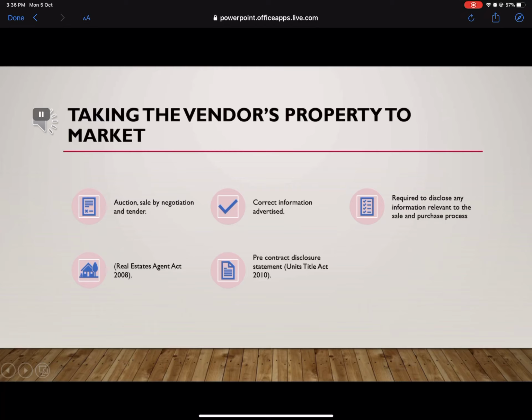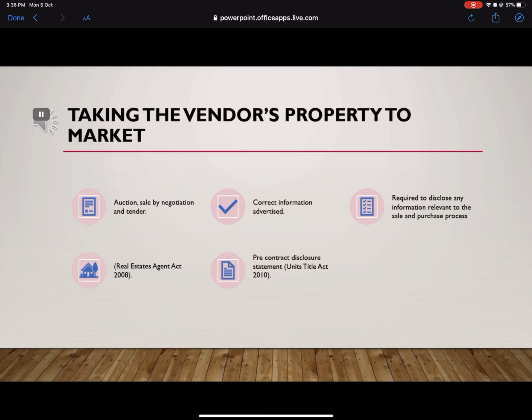When marketing, it is important that the real estate agent understands what they are selling and that all the information being advertised is correct. If you receive any information that conflicts with what is being advertised, you must take immediate action and remove it. Agents are obliged to disclose any information relevant to the sale and purchase process. This is part of the Real Estate Agents Act 2008.